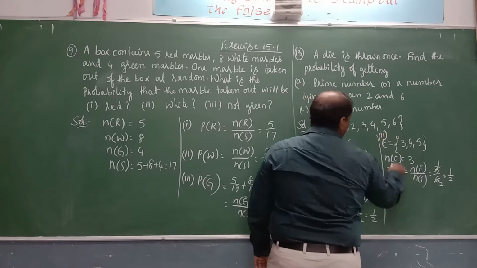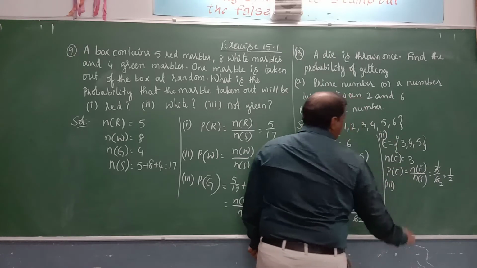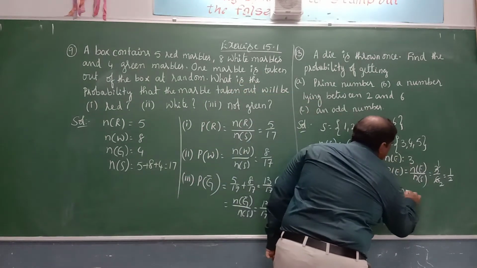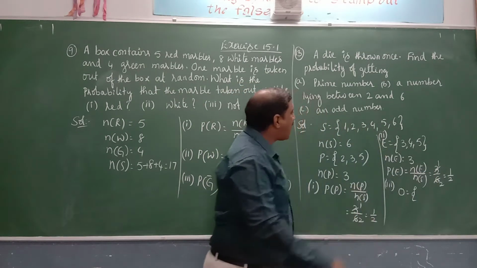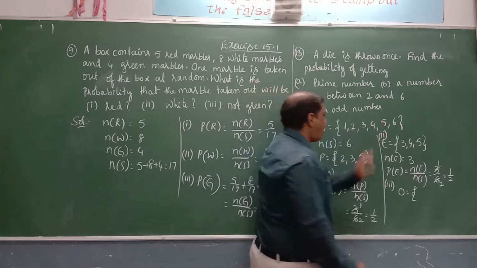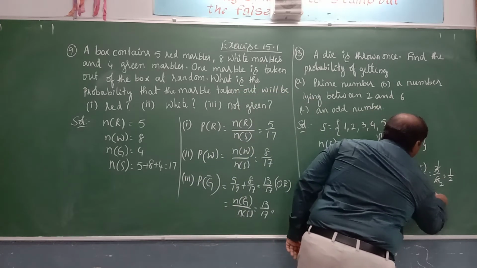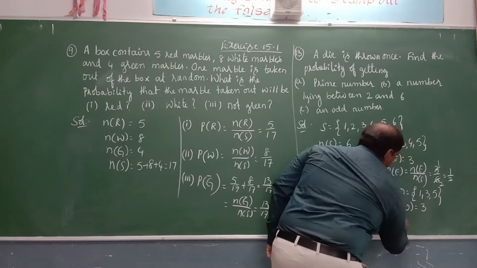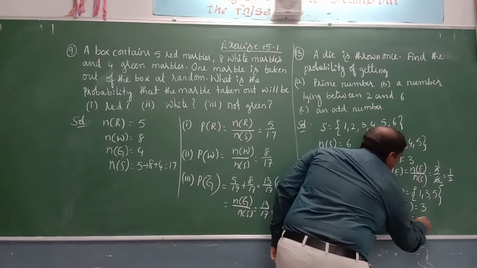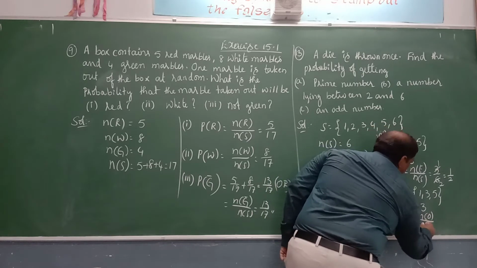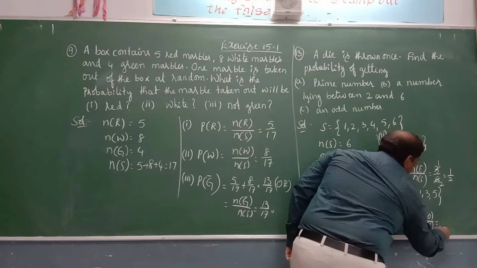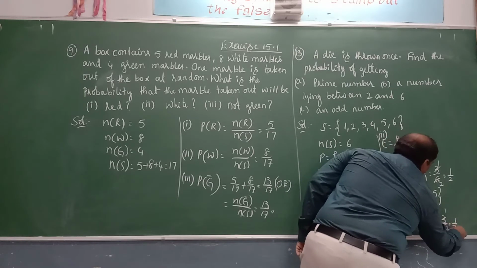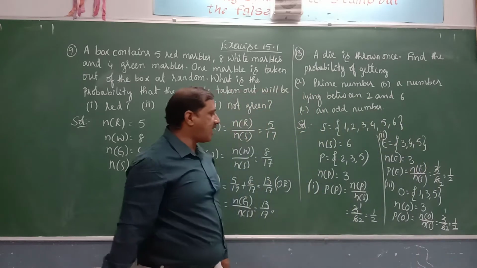Next, it is the third case. The numbers are odd numbers. I am taking O as the event. So O stands for odd numbers. How many odd numbers are there? 1, 3, 5. So n of O is 3. Therefore the probability of an odd number is equal to n of O divided by n of S. That is equal to 3 by 6. 3 ones are 3, 3 twos are 6. Again we get 1 by 2.